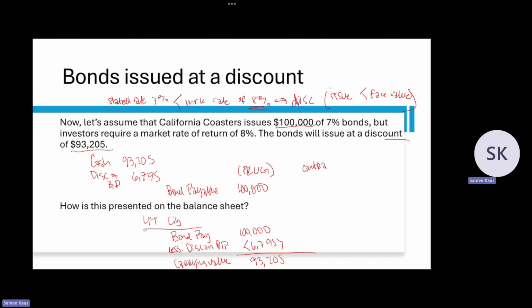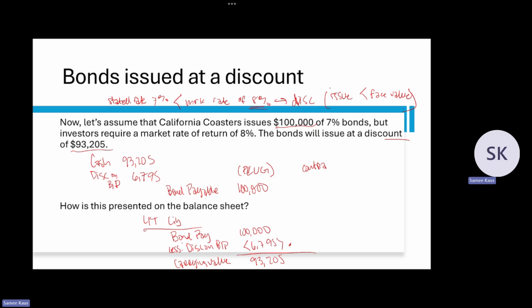Well, it's a contra account, right? It's a contra liability account because it's acting to reduce my bond payable. So any difference is just going to plug, and we're going to call it a discount.